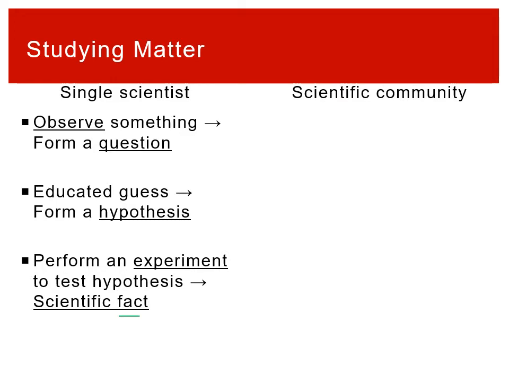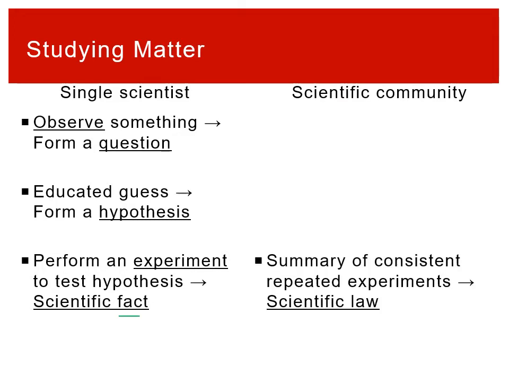How does that become overall scientific knowledge? Well, what happens is a lot of people do a lot of experiments about kind of similar things. So each one experiment generates a fact. A collection of similar experiments generates what's called a law. So a scientific law is a summary of experimental results. So we've done a bunch of experiments and we've always gotten the same type of result. Then we call that a law.